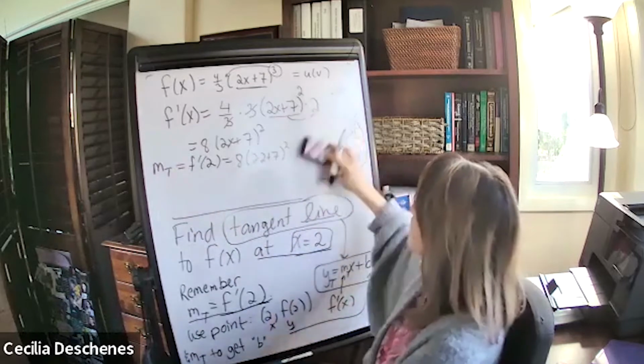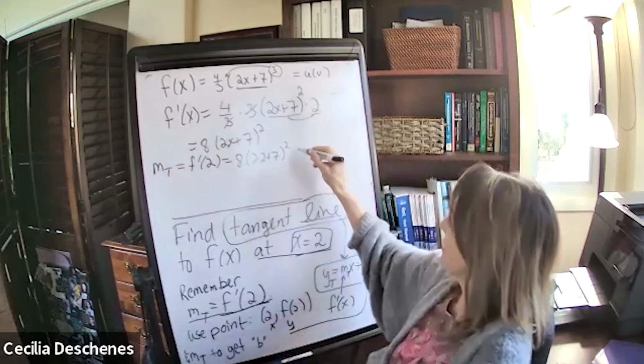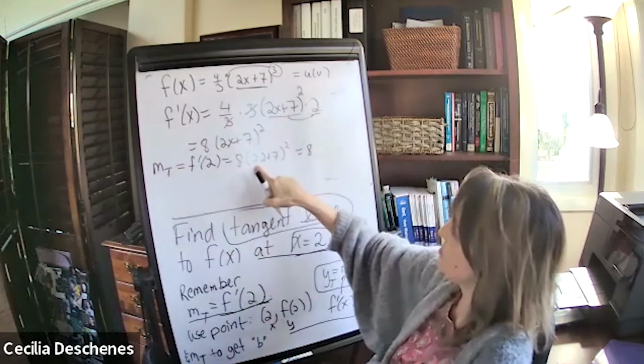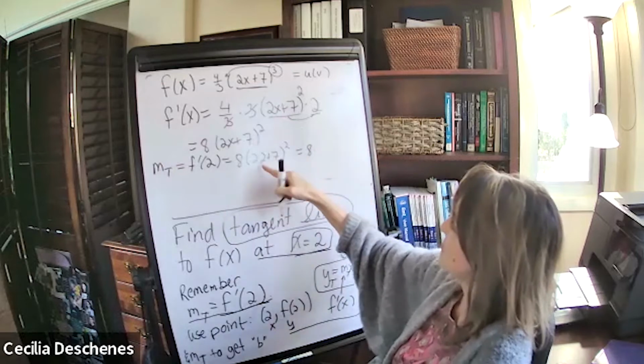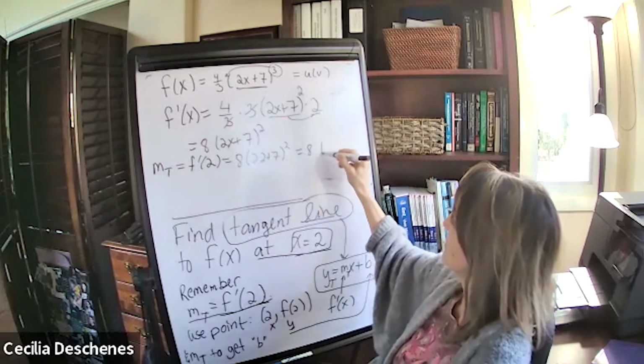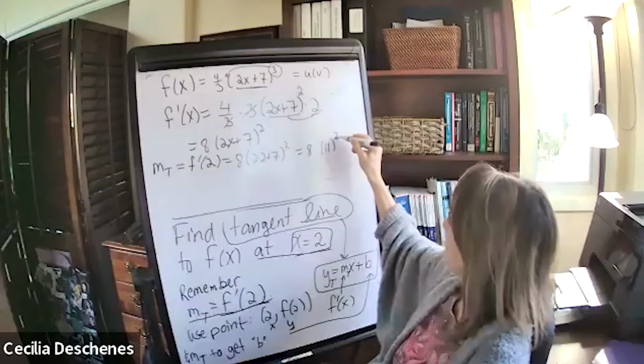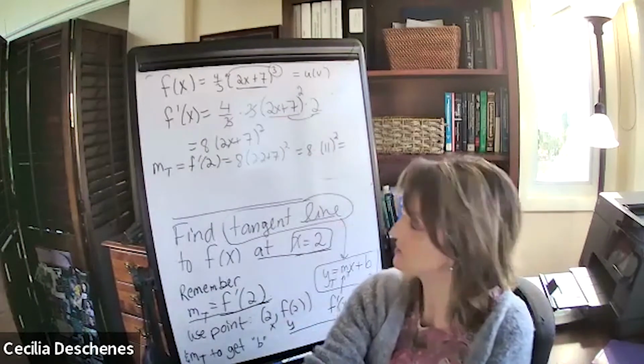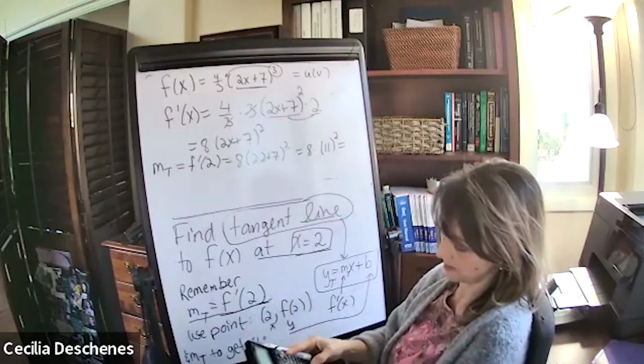Let me erase this. I just plugged 2 into this derivative formula. So 2 times 2 is 4, so it's 8 times 4 plus 7 is 11 squared. I think I need a calculator for that. So 8 times 121.